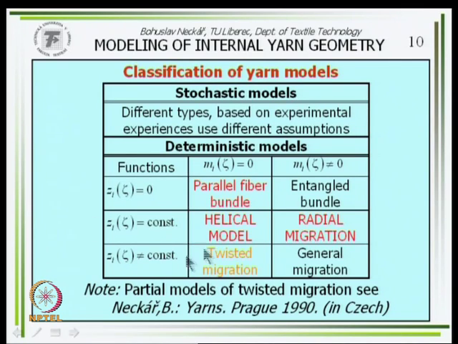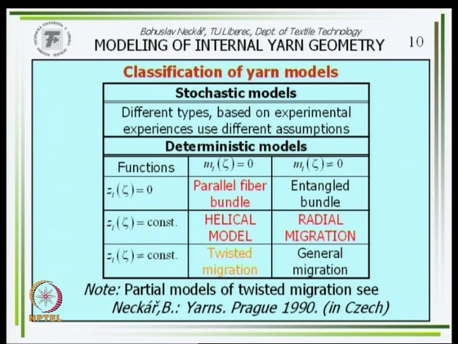If z is constant and m is 0, it's our known helical model. If z is constant and m is not 0, then it is the traditional radial migration model. For example, like Treloar and Tadada.